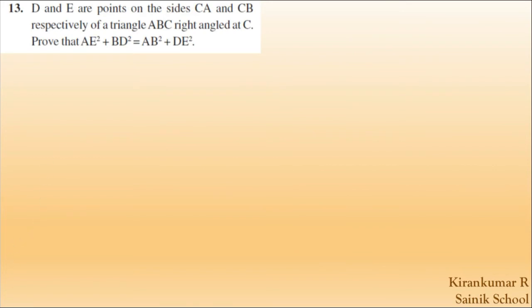Question number 13. D and E are the points on the side CA and CB respectively of triangle ABC right-angled at C. Prove that AE square plus BD square equal to AB square plus DE square. Let me draw a rough figure. It's a right-angled triangle, right-angled at C.